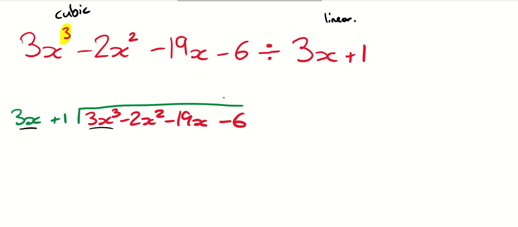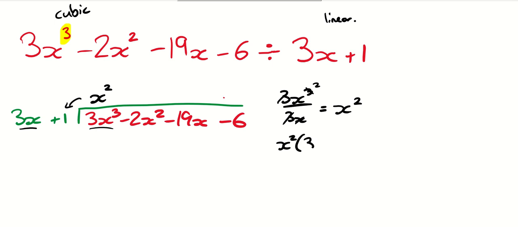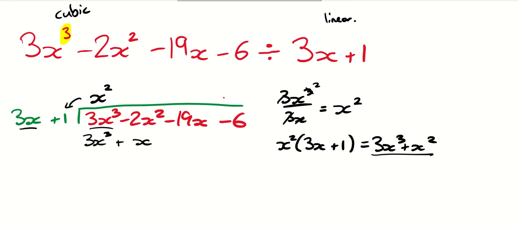3x cubed divided by 3x first. So 3x cubed divided by 3x, and we're going to get x squared, because the 3's will cancel out, and that x will become x squared. So we do x squared, and then we're going to multiply our x squared by our 3x plus 1, which will give us 3x cubed plus x squared. So that's what we're going to take away next. So 3x cubed plus x squared, or 1x squared if that's helpful.